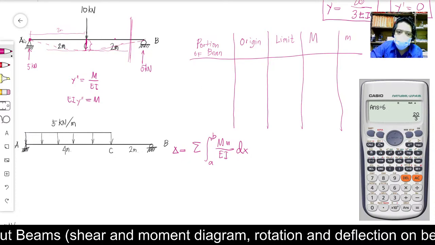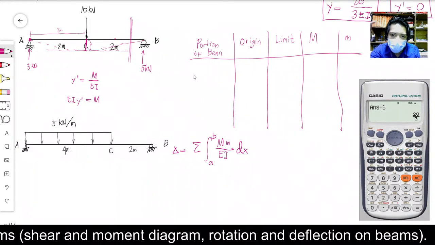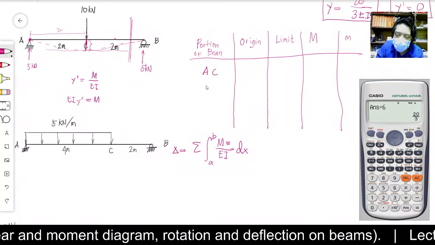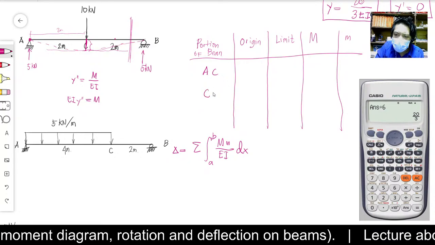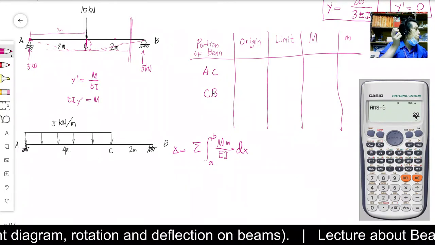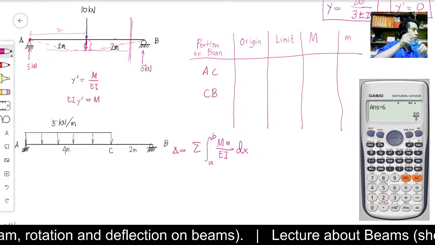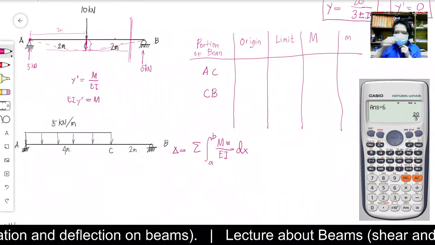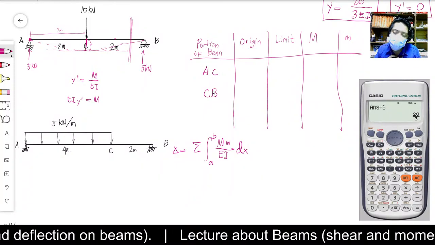Okay. Let us try to solve this one. Okay, portion of the beam. There are many portions of the beam. We have A, B, A, C, and B, C. So, duduha ka portion. May nakita A, C, and, excuse me, C, B. Okay, so we have portions of the beam, we have AC and CB.